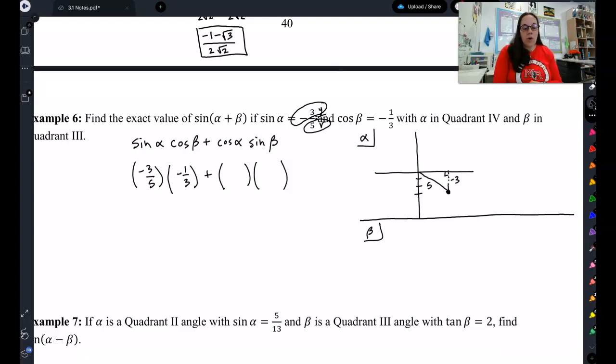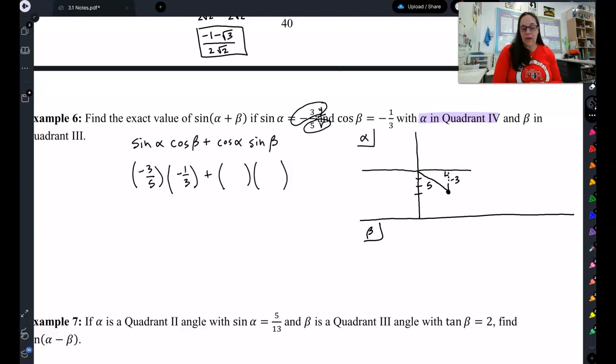Now, notice that technically there is one other place where the y value is negative 3 and the r value is 5. Right there as well. However, it says that alpha is in quadrant 4. So that means I want this one. So I'm just going to take this one and erase it. So now I have alpha right here.